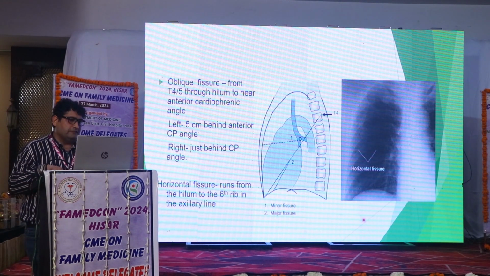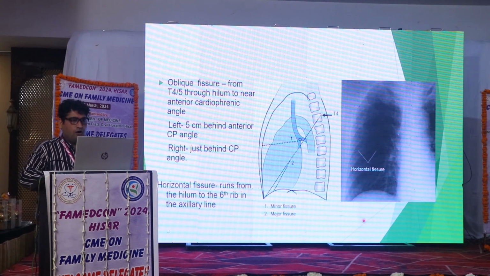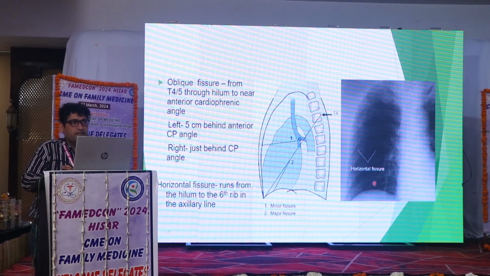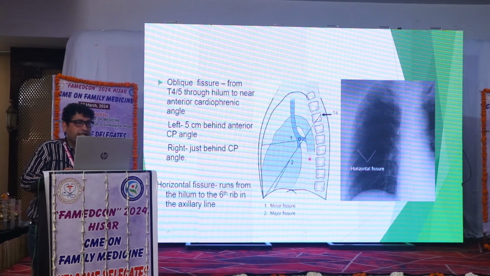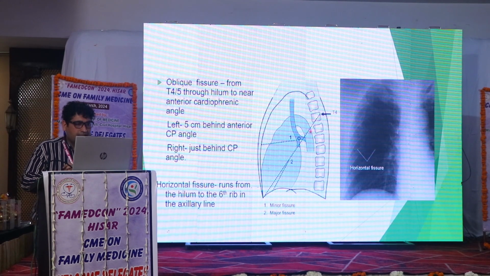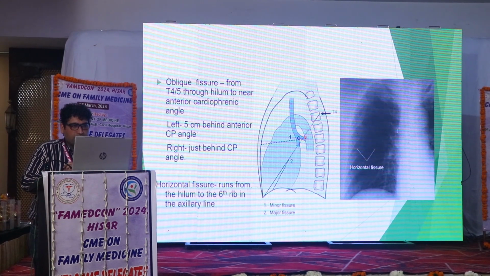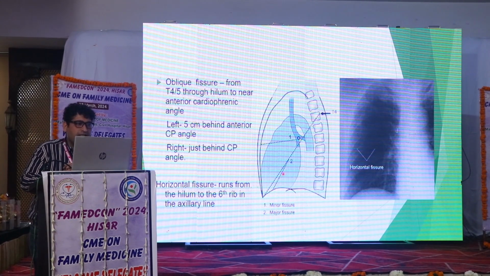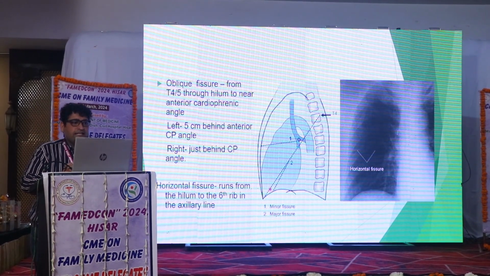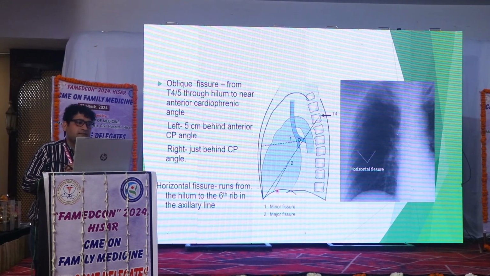Now, a lot of people ask, how will you see which fissure is lying there? How will you see the oblique fissure? The oblique fissure cannot be seen on a PA view. You cannot see the oblique fissure on a PA view or AP view. You have to take a lateral chest X-ray. On the lateral chest X-ray, you have to draw a line from T4 to T5, and the line should go through the hilum and reach near the anterior cardiophrenic angle. And on the left side, it is slightly behind, approximately 5 cm behind the anterior CP angle.